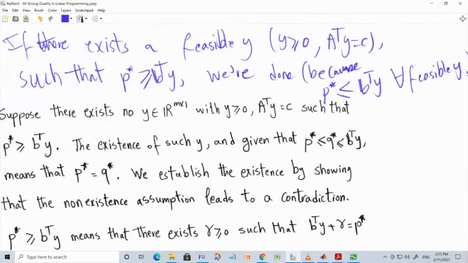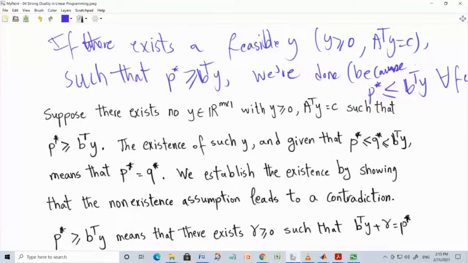Okay, so to show that B star is equal to Q star, we need to show that you can find a feasible Y such that B star is greater than or equal to B transpose Y. So how can we show this? Let's show it by way of contradiction. Another proof by contradiction: we will assume that there is no Y satisfying this inequality, and this will lead to nonsense.